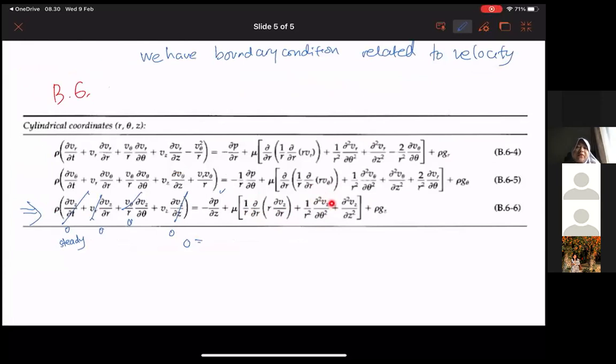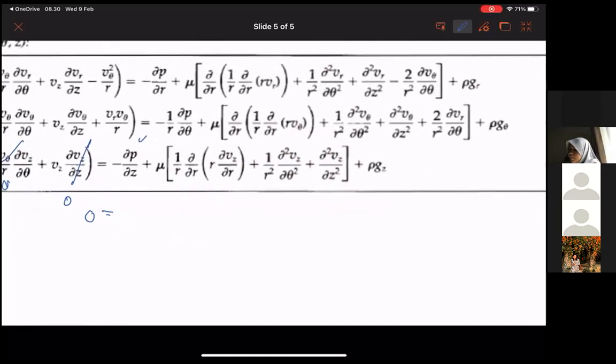Why does the second derivative become 0? Because if the first derivative, dou phi z over dou theta, is 0, of course the second derivative is also 0. This is also similar with this one: the first derivative of dou phi z over dou z is equal to 0, so of course the second derivative would be equal to 0.